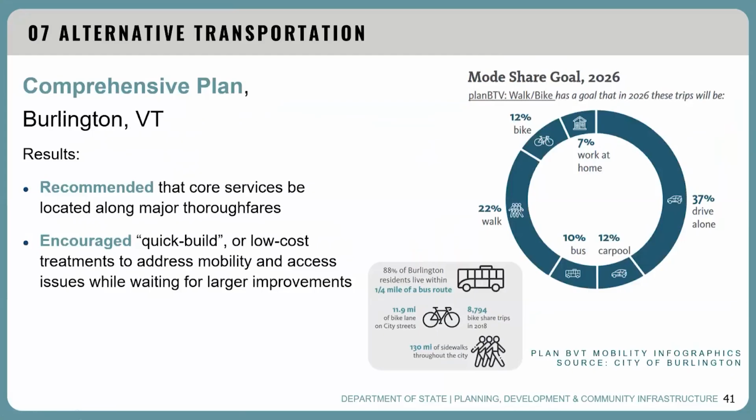The plan documents the transportation network before recommending that core services continue to be located along major thoroughfares and encourage quick treatment to rapidly respond to issues and improve mobility and access issues in the city. The city carefully coordinated an approach to transportation policy with its goals for future growth too. And finally, the city articulated clear goals to increase walking, biking, and public transportation.